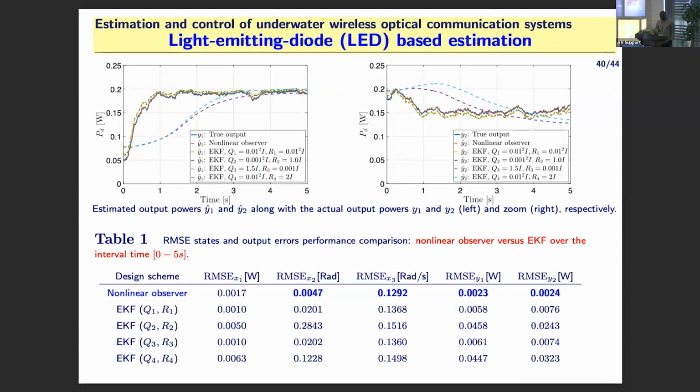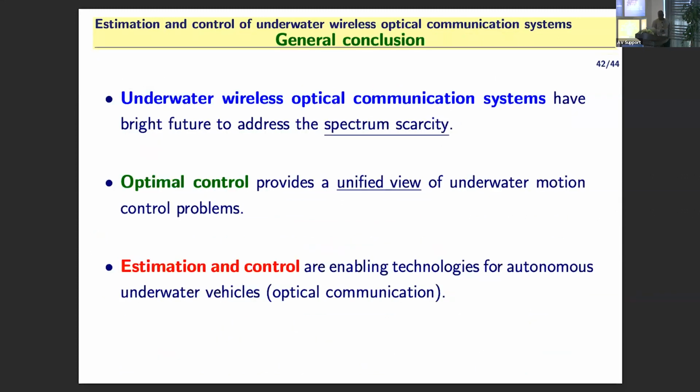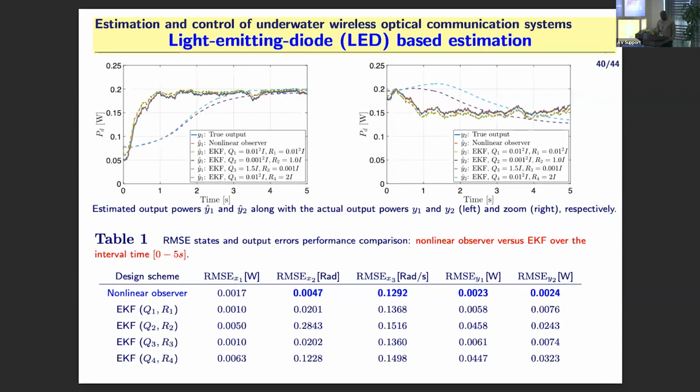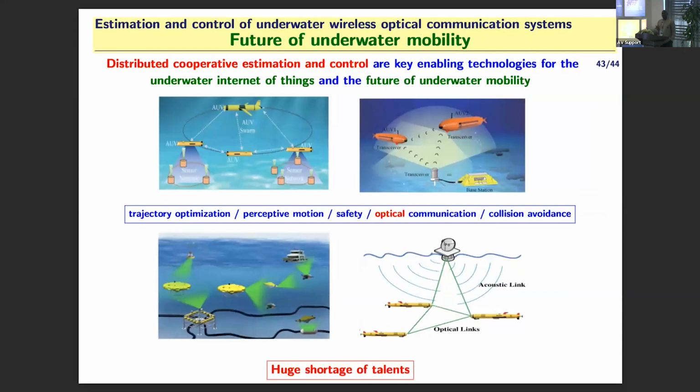So now, in general conclusion, underwater wireless communication systems have bright futures to address the spectrum scarcity, and also optimal control provides a unified view of underwater motion control problems. As you can see, estimation and control are also enabling technologies for autonomous underwater vehicles. Specifically, optical communication is actually not really used yet. And this is my vision of the future of underwater mobility.